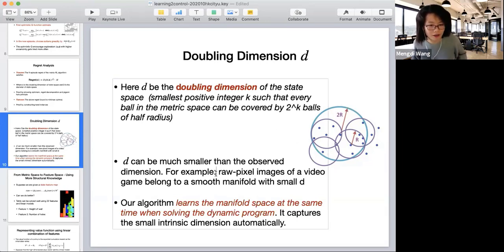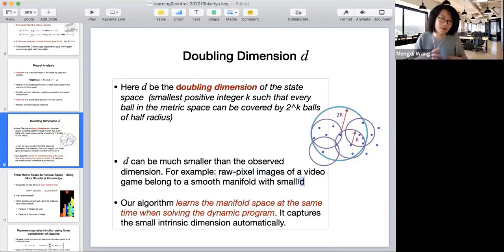This is interesting because, for example, if my data lives in a lower dimensional manifold, say that my raw data could be just raw pixel images. But the raw pixel images are usually generated by a program using fewer parameters. And in that case, the space of images is going to form a smooth manifold. And the doubling dimension is going to be the smallest intrinsic dimension of the manifold. It is not the raw dimension of the raw image.